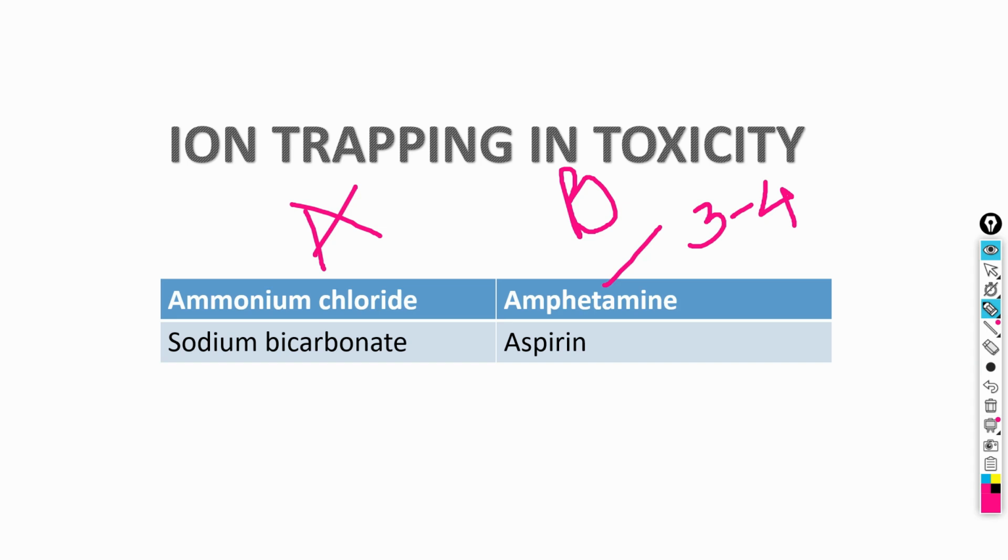Same is the case in aspirin toxicity or any acidic drug toxicity. We can go for bicarbonate to make the urine alkaline. Since the drug is acidic and urine is alkaline, excretion will be faster. So this is also ion trapping. So this is all about ion trapping.